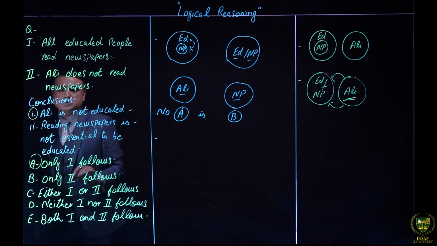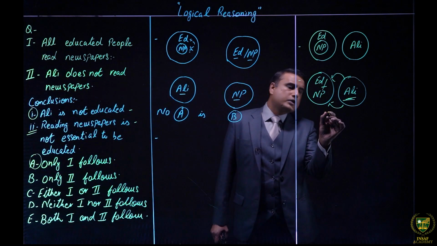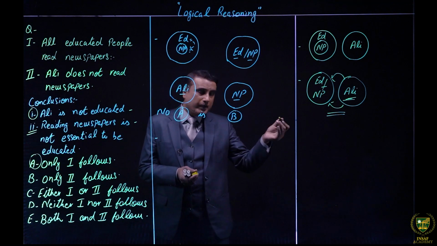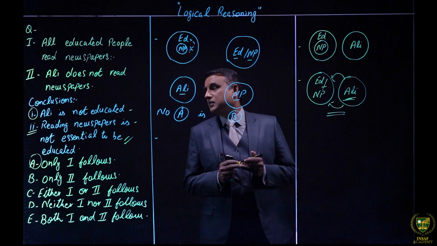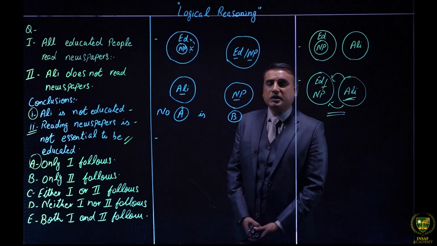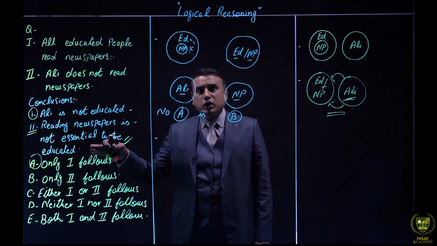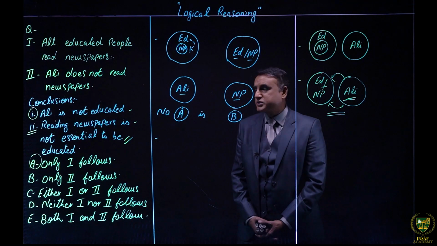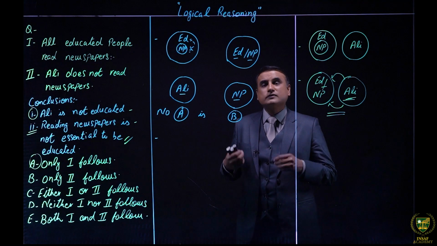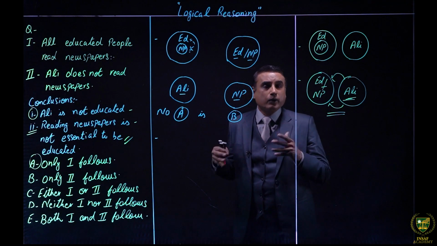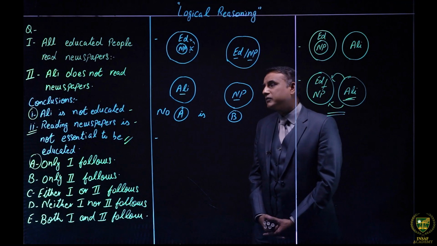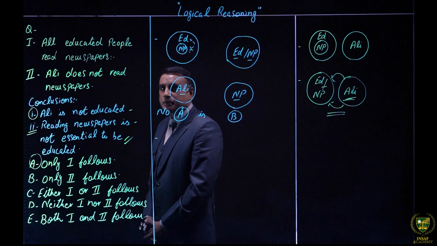That only one follows. Because this thing cannot be established using these diagrams. Diagram ke through, you cannot establish that fact that reading newspaper is an essential part of education, or until and unless you read newspaper, you cannot be considered educated. So as this conclusion cannot be established, that is why we are going for only option alpha, that is Ali is not educated. Remember, conclusion is something that goes without saying, that is established without any doubt. So, yahan par hum ye to establish nahi kar pa rahe. There is no linkage between these two. That is why we can safely say that our correct option will be option alpha.